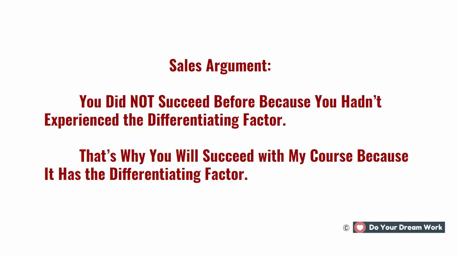So the sales argument that you want to make on your sales page to your audience is this: you didn't succeed in solving your problem or in achieving your goal before because in every method you tried, the method didn't have the differentiating factor. And then you're going to follow up with, well, that's why you're going to succeed with my course because it has the differentiating factor. So that's the simple counter argument that you make. That makes it obvious logically that they'll succeed with your course where they failed before with other methods.